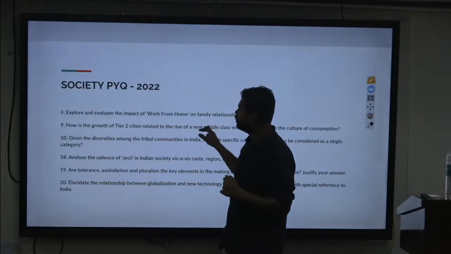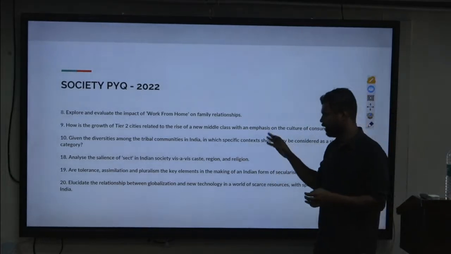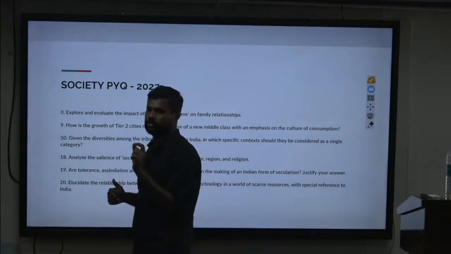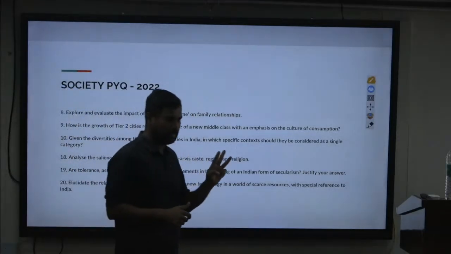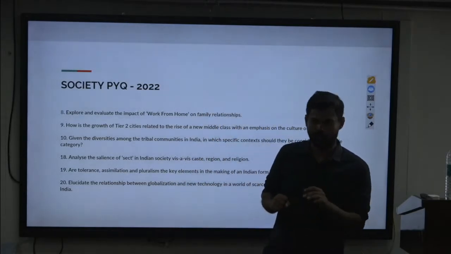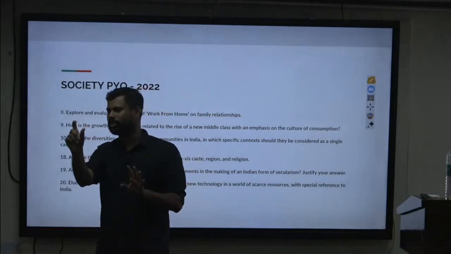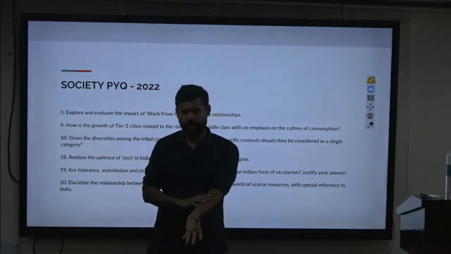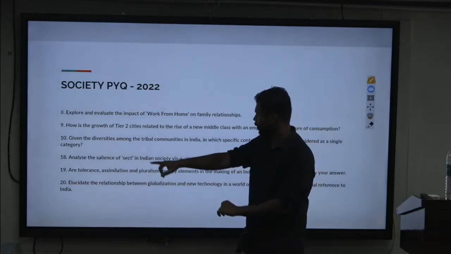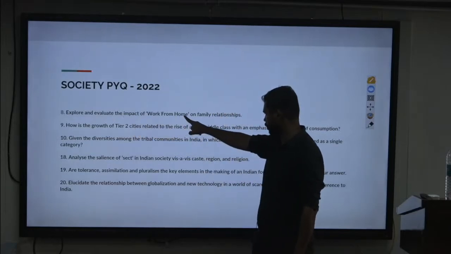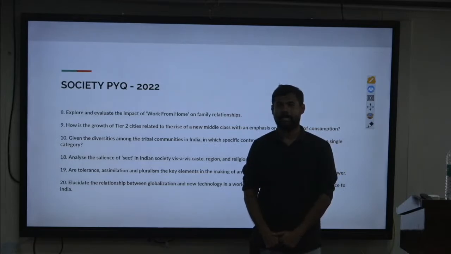So the next is society. Let us just look at society. Here, you have to tell me the difficulty: is it easy, moderate or difficult. The second is you have to tell me the theme. You are at least familiar with the syllabus of GS1, the society part. So just tell me the theme of that question. Let us start. Society, previous year question 2022. The first is: explore and evaluate the impact of work from home on family relationship. What is this? Tell me the theme.